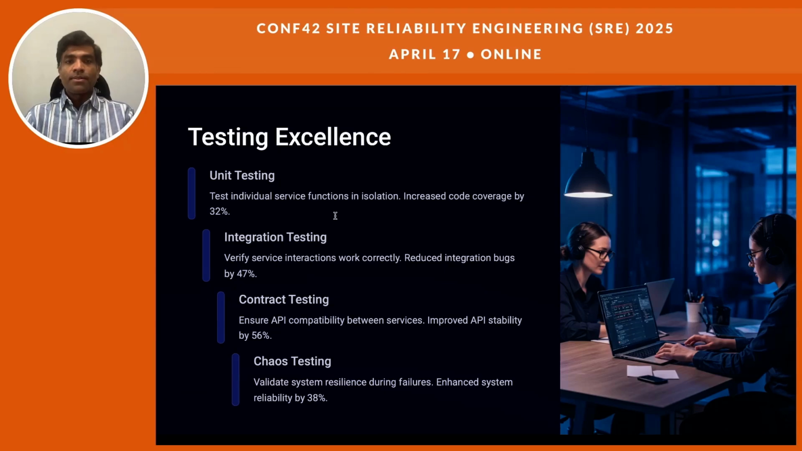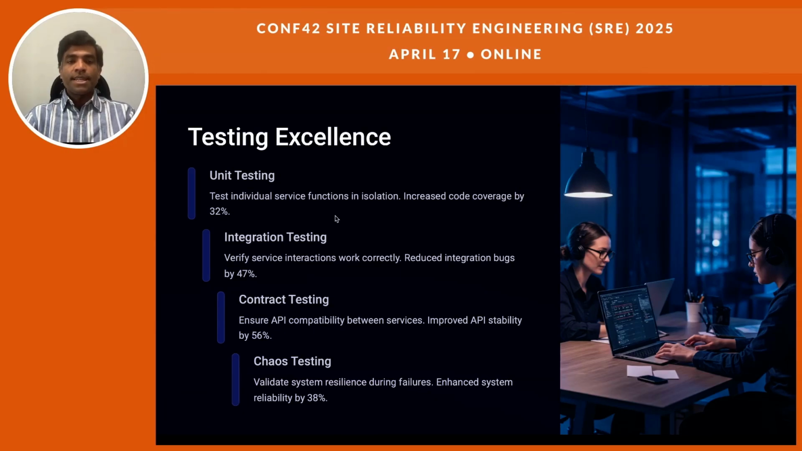We will talk about testing excellence in this slide. As for any application, testing is the backbone to ensure the reliability and performance of the application. Even for microservices, testing becomes the backbone to make sure the application is of good quality. We have strategies like unit testing, which serves as the first layer of defense. By testing each service independently, developers can verify that its core logic functions work correctly without external dependencies. This method increases code coverage by almost 32%.